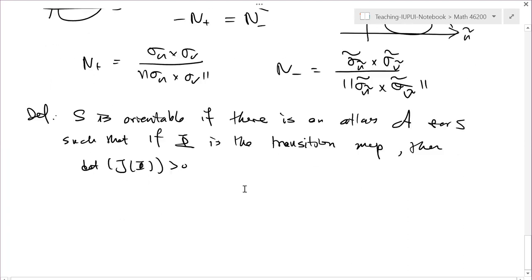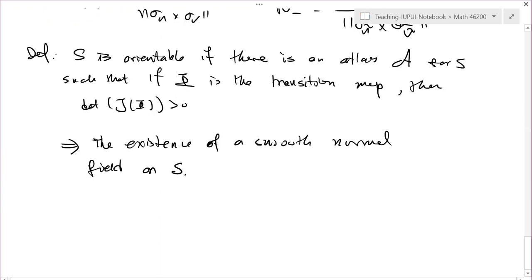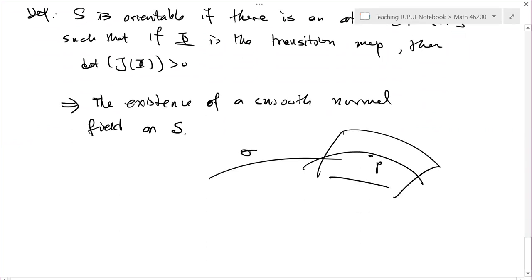Okay. Now this guarantees that the normal vector you define using regular patches in this A gives you a smooth normal vector over the whole surface. So this guarantees the existence of a smooth normal vector field on the whole S. And how do you define it? It's defined at any point on the surface: you choose a sigma, but that sigma you always choose from this atlas, okay?